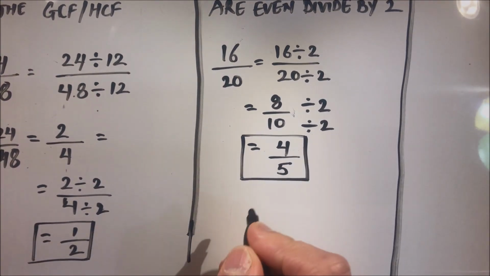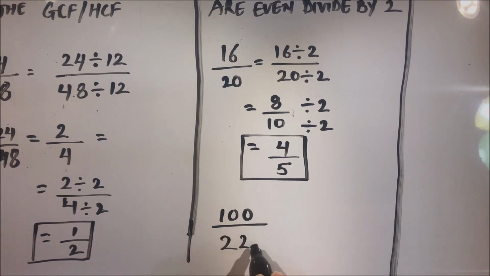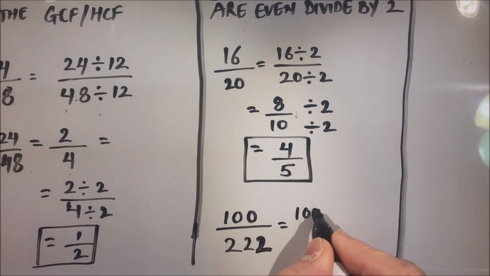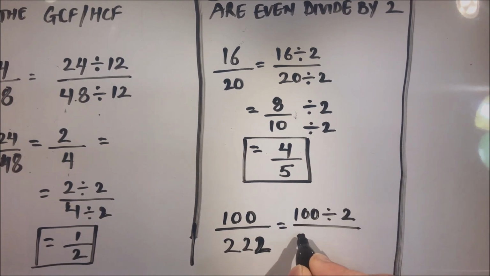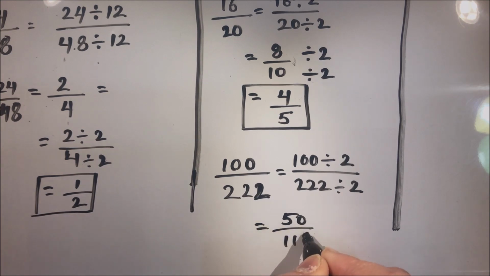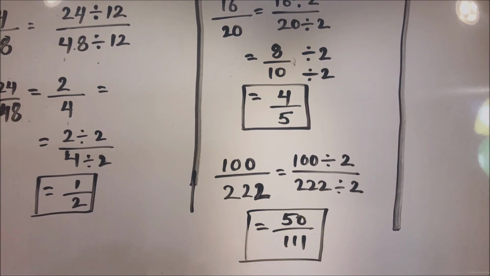Let's take another big example here. Let's divide 100 by 222. So these two are even numbers and you don't know how to find the GCF, or the numbers are big, so it will take time. So you just start dividing by 2. So we'll divide 100 by 2 and 222 divided by 2. So this will give us 50 and this will be 111. So this is our reduced fraction.